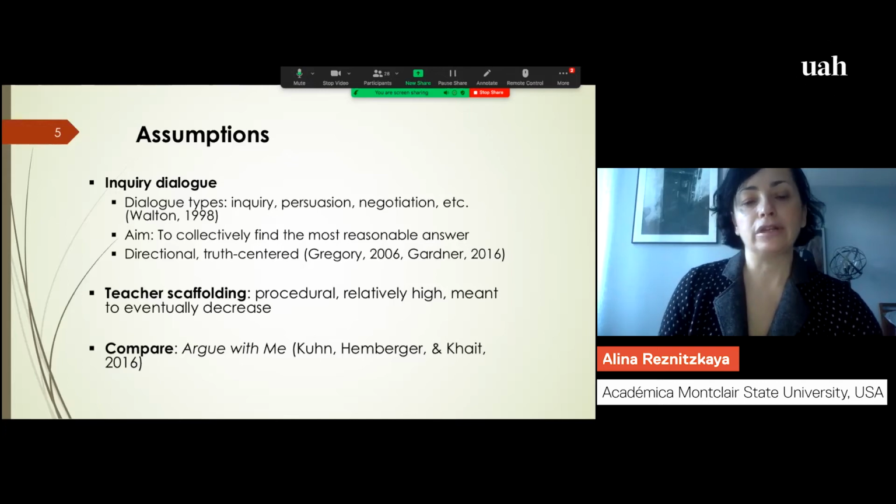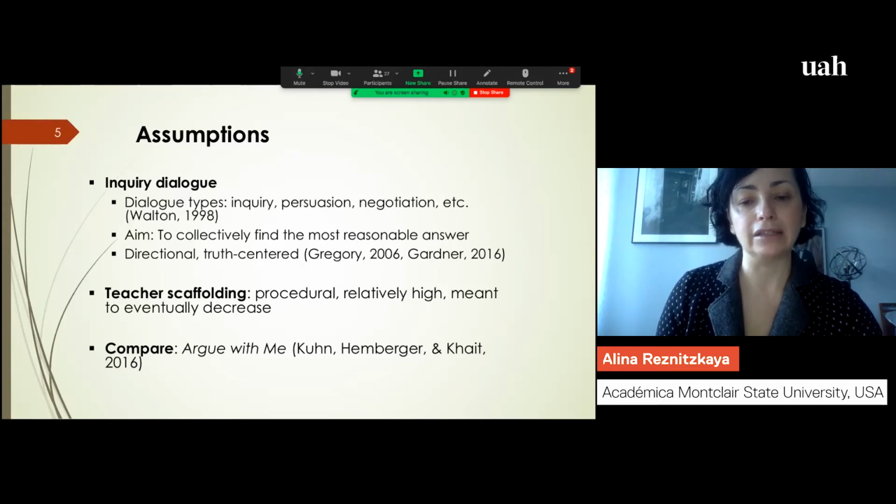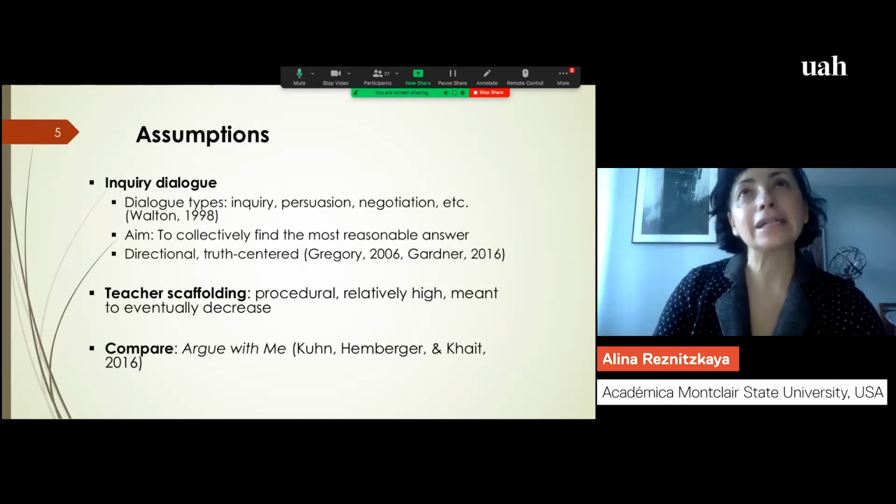All of these assumptions are what we think is best to support argumentation development. And I want to mention that there are other successful models too that rely on very different assumptions about how to best support the development of argumentation. A very good example is the work of Diana Kuhn and her colleagues, where the teacher is just not present, and it's very carefully designed curriculum materials that do the work of modeling practices of good argumentation.